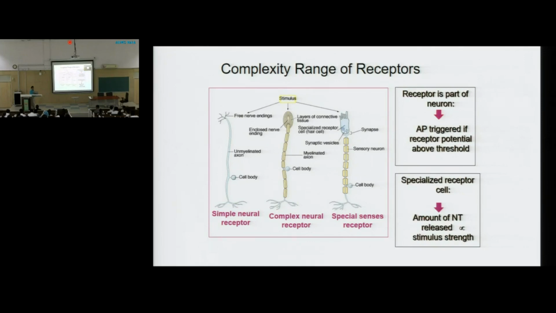Clear? The receptor may be the neuron itself, or it may be a specialized structure, like the cell body, or a different structure, like the hair cells in the auditory system, or, for example in the visual system, the rods and cones. Rods and cones are neither axon nor cell body. You can say they are a type of modified epithelial cell, so they act like receptors. So that is the complexity range of receptors. The receptor may be of many types.